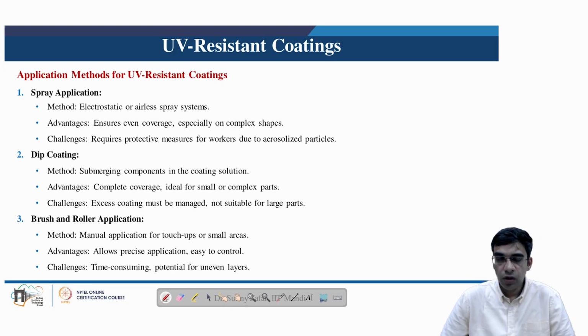The various methods of applying ultraviolet resistant coatings include spray application, dip coating, and brush and roller application. The spray application method includes electrostatic or airless spray systems. Advantages of spray application include even coverage, especially on complex shapes. Challenges of spray application include protective measures for workers applying these coatings due to the presence of aerosol particles.